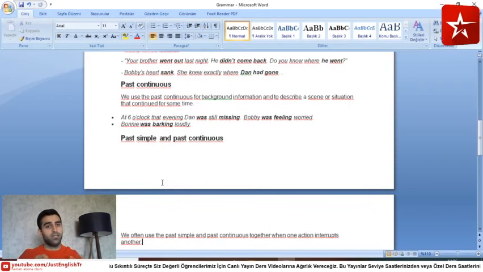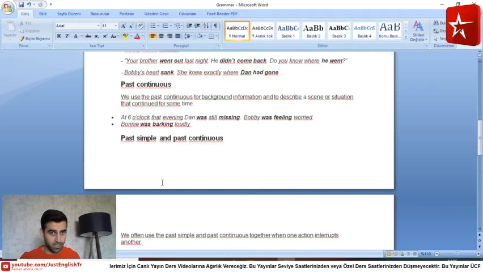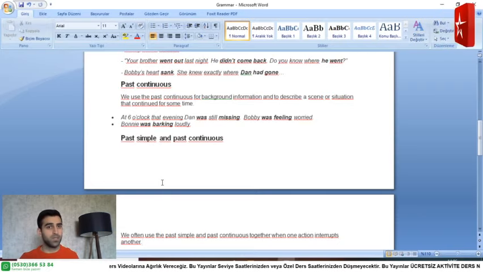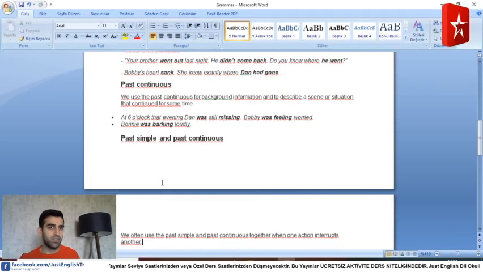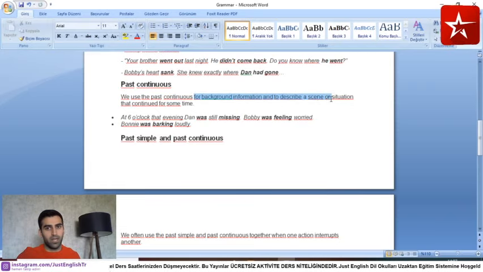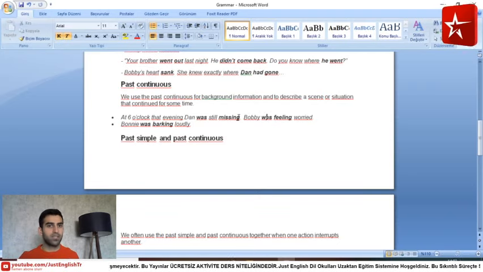All right, let's continue with the past continuous, another tense for narrative. When we are telling a story, or describing something in the past, we can use past continuous as well. So in this case, you can ask me, all right, we have a past simple and we have a past continuous, how can we use a past continuous? We use a past continuous for background information, I want to highlight it, background information, and to describe a scene or situation that continued for some time.